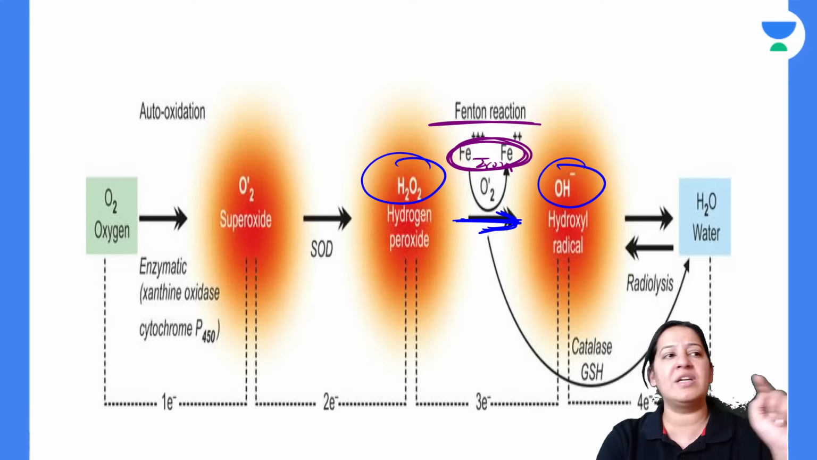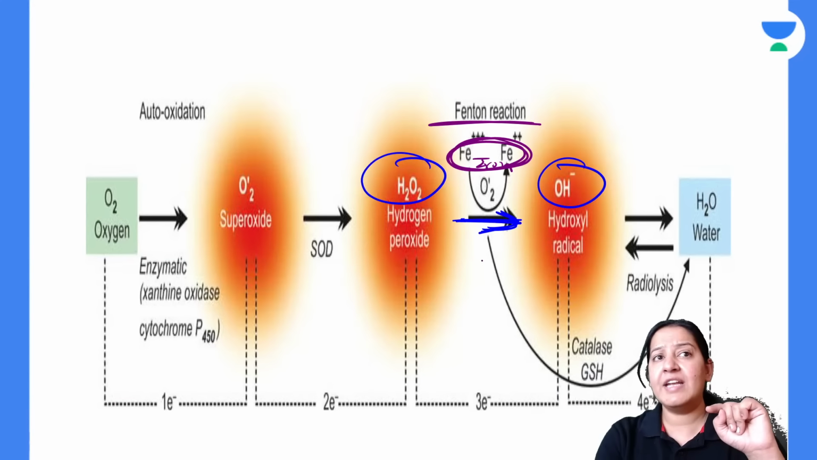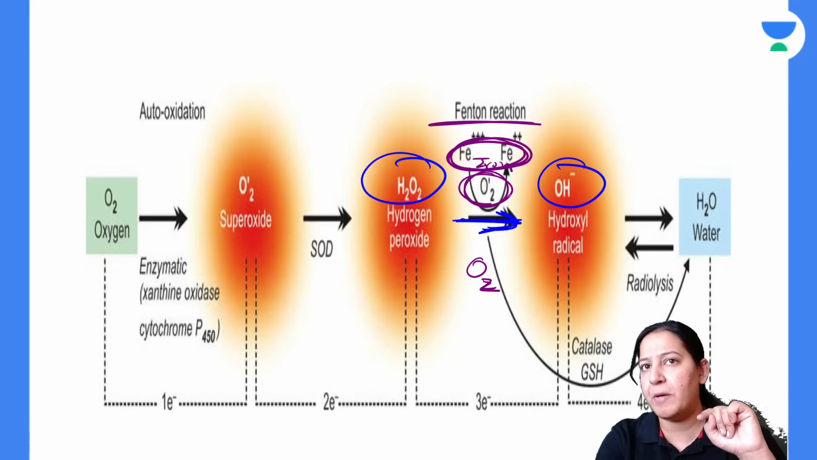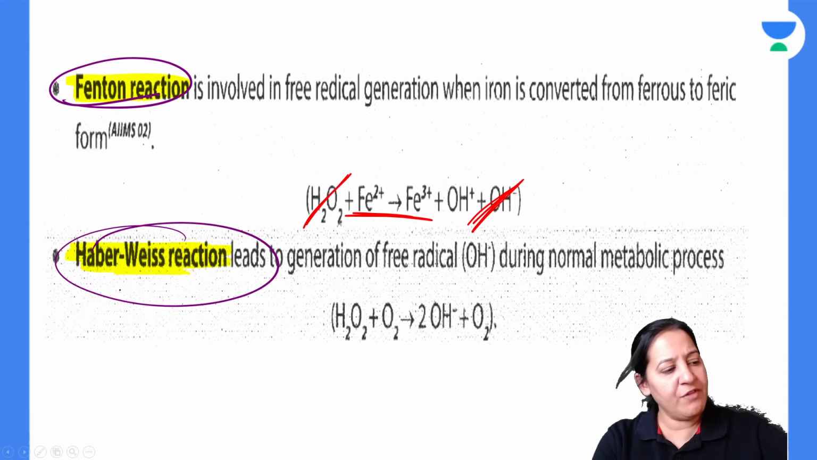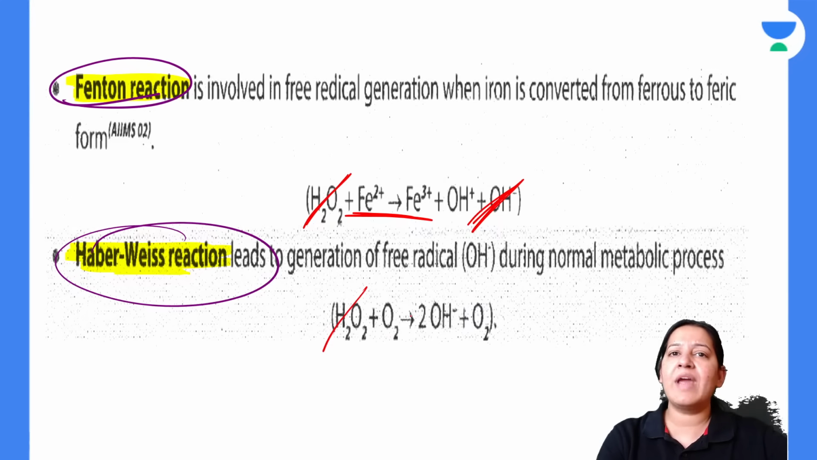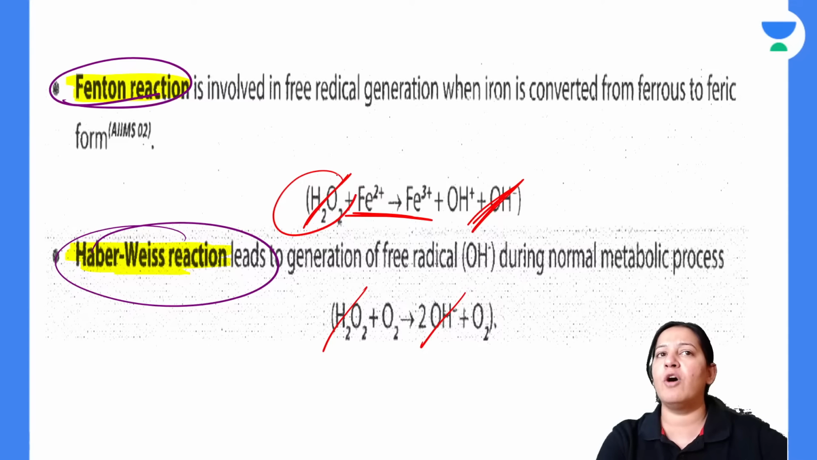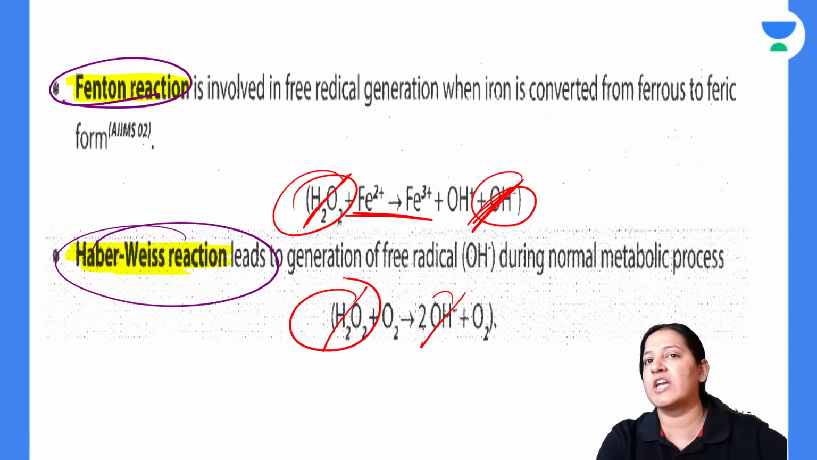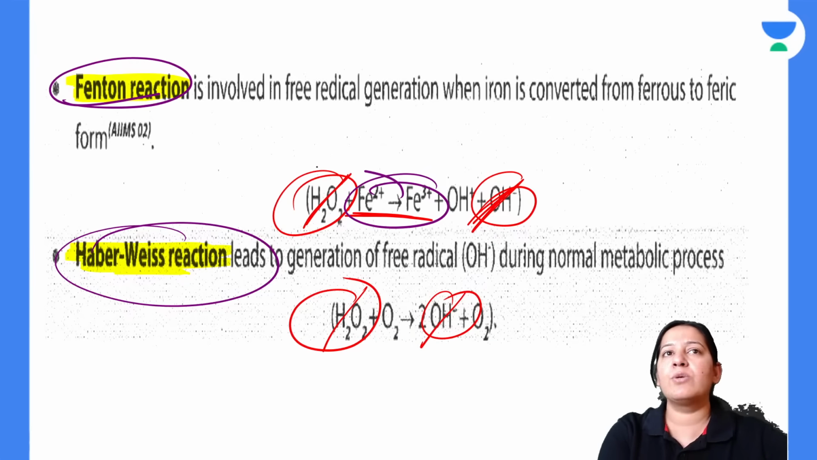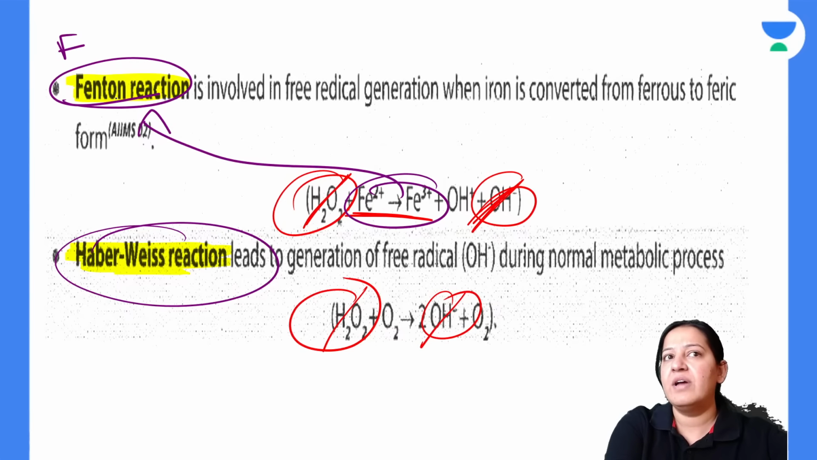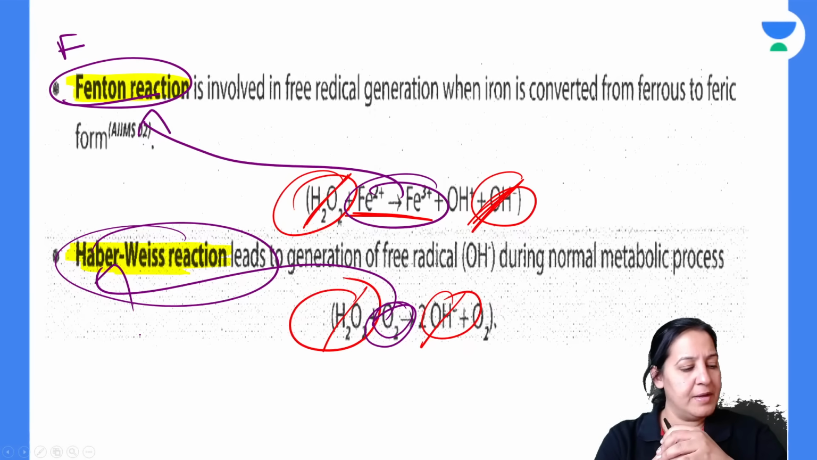And if this conversion takes place, instead of iron, in presence of oxygen, can you see it is oxygen, superoxide and oxygen, it is known as Haber-Weiss reaction. So same conversion. In both of them, H2O2 gets converted into OH negative. But in presence of what? If it takes place in presence of iron, it is known as Fenton, F for F. And if it takes place in presence of oxygen, it is known as Haber-Weiss. Give me a thumbs up. I'm trying hard.